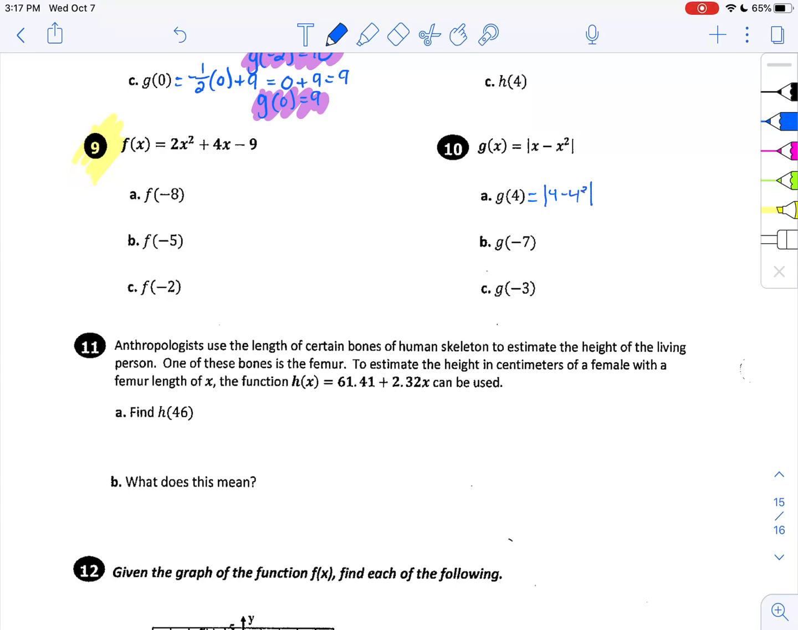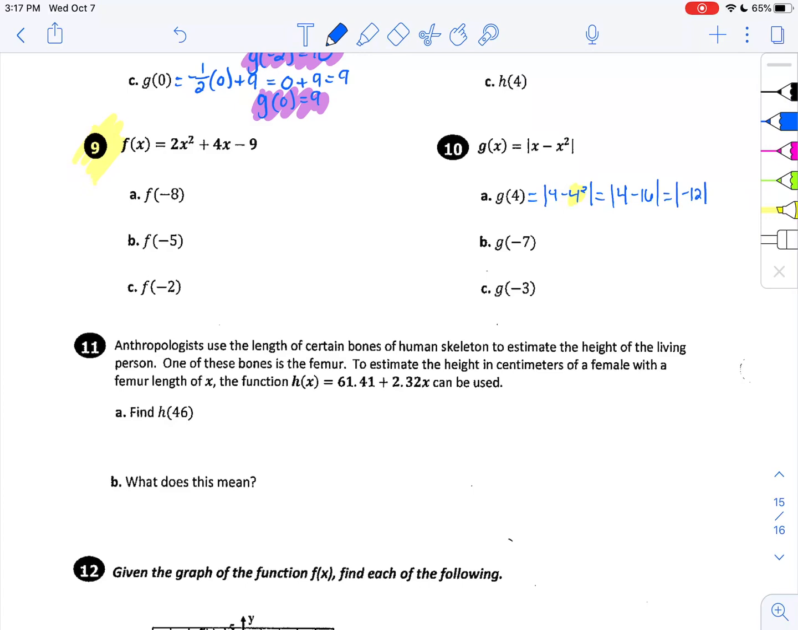Then we treat absolute value similar to how we treat parentheses. We're going to complete all of the math inside those absolute value bars first and then find the absolute value of what we have left. So according to order of operations, we need to do the exponent first and then subtract. So the absolute value of 4 minus 16, because 4 times 4 is 16. And then 4 minus 16 is negative 12.